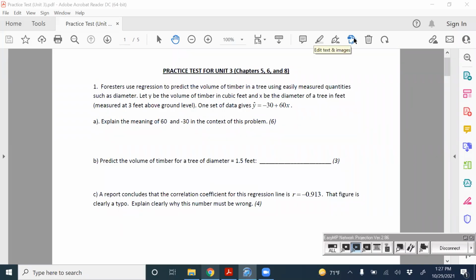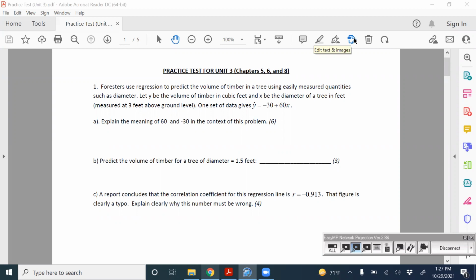All right. Okay. So I'll read this problem here. Foresters use regression to predict the volume of timber in a tree using easily measured quantities such as diameter. Let y be the volume of timber in cubic feet and x be the diameter of a tree in feet measured at 3 feet above the ground level. Fine. And they give you the following equation: -30 plus 60x.